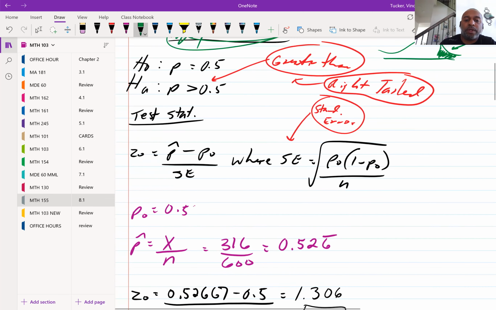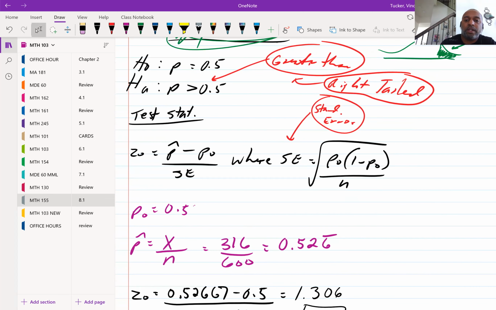All right, before we go to the test statistic, everybody okay with what we did so far? They gave us this. That wasn't anything for us to calculate. If they didn't give you p hat directly, then they have to give you x and n. So in this case, they gave us x and n. So you just divide 316 by 600, and you get your p hat.